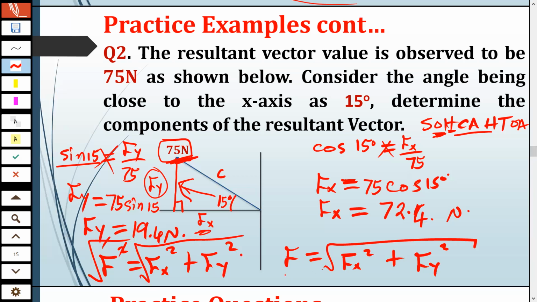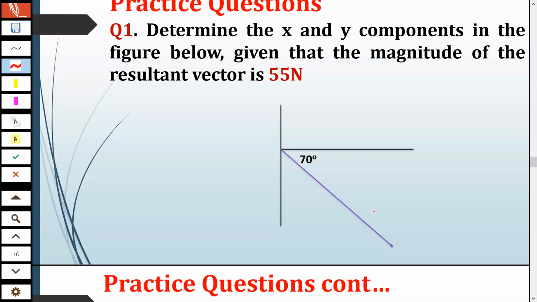So F is therefore going to be equal to the square root of 72.4 squared plus 19.4 squared. You can try to put that on your calculator. You discover that the answer you're going to find will be 75 newtons. And if you get 75 newtons, it means that our answers are correct. All right, so let's quickly move on.